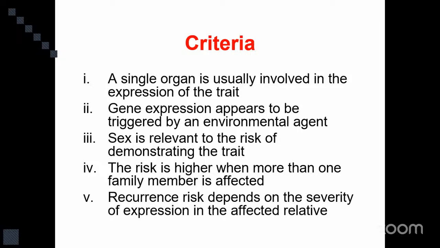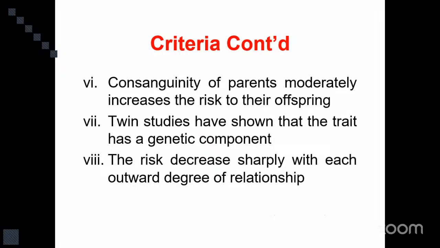What is that supposed to mean? Take for instance cleft lip and or cleft palate. If you look at somebody who has a cleft lip or cleft palate, how severe is it? If it is just small, the likelihood that it will express again in another member is low. But if it is severe, it gives you the idea that this may recur in the family. That is why we say that recurrence rates depend on the severity of the expression.